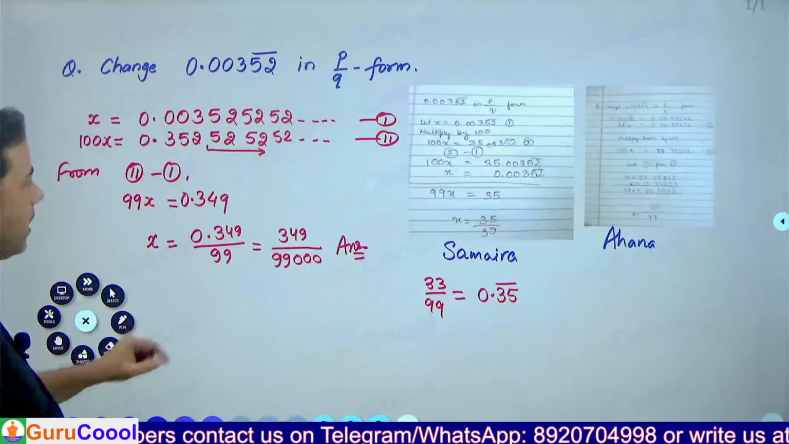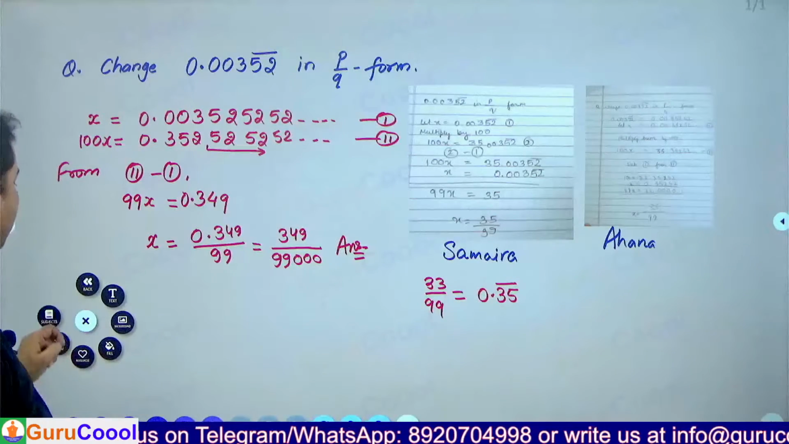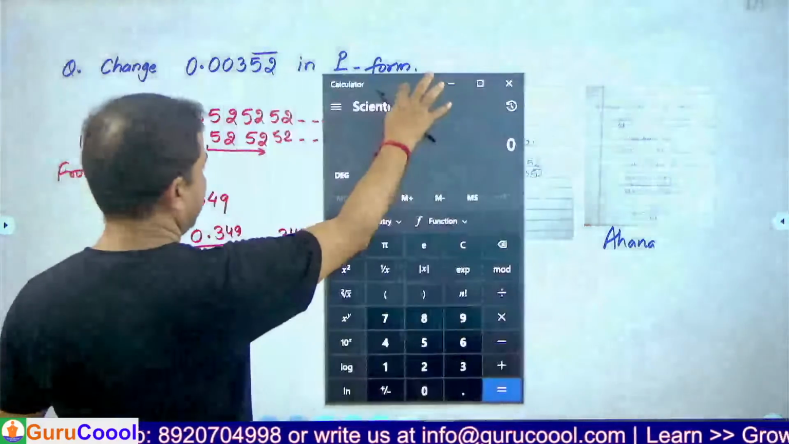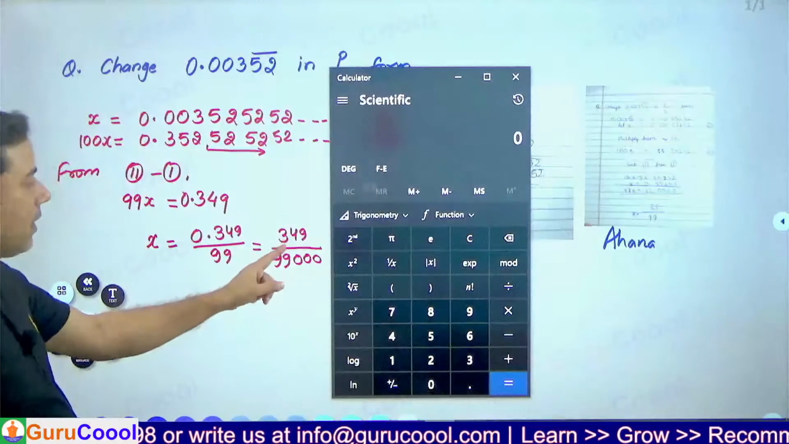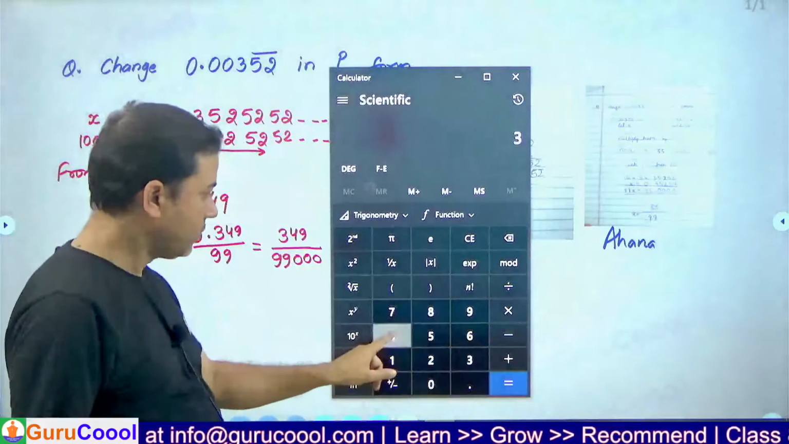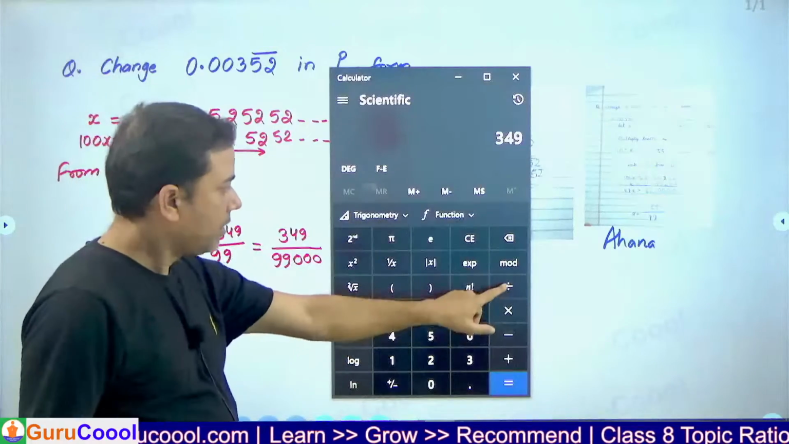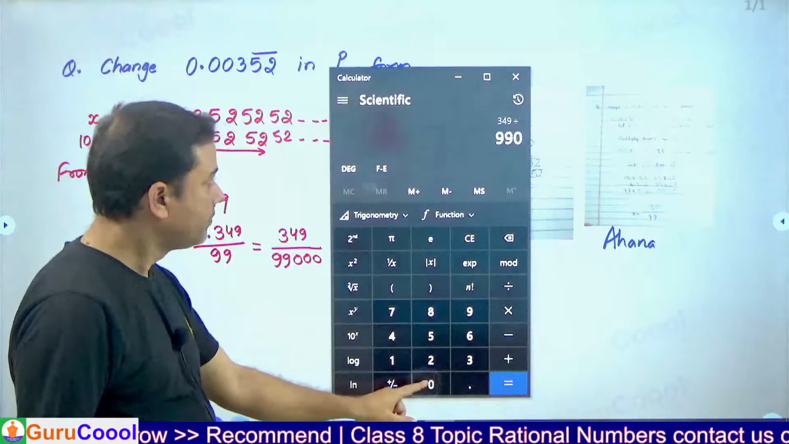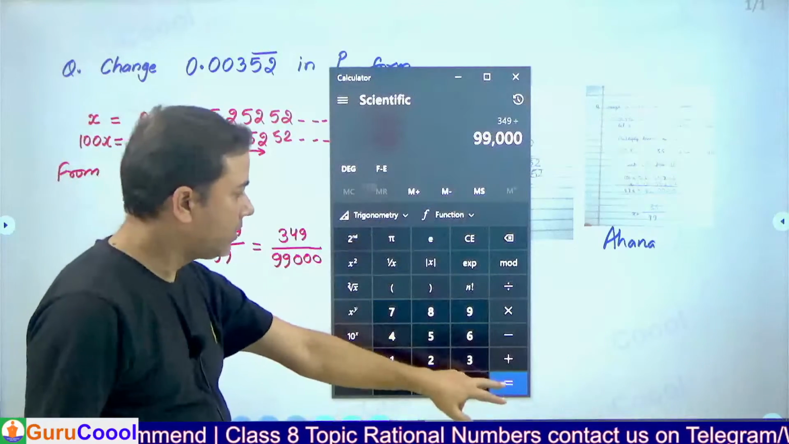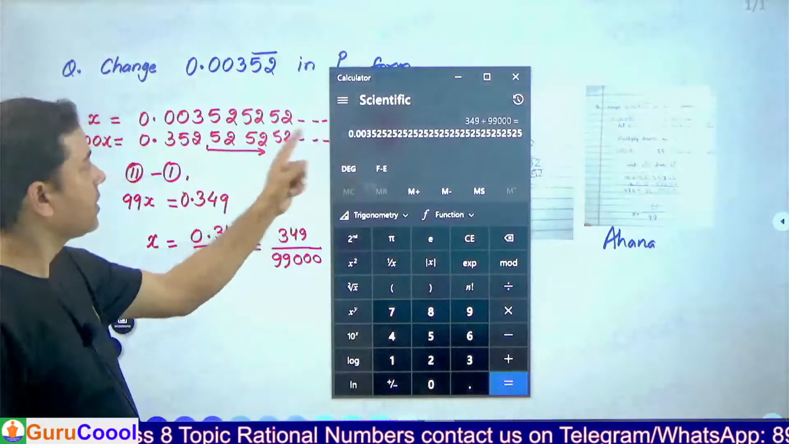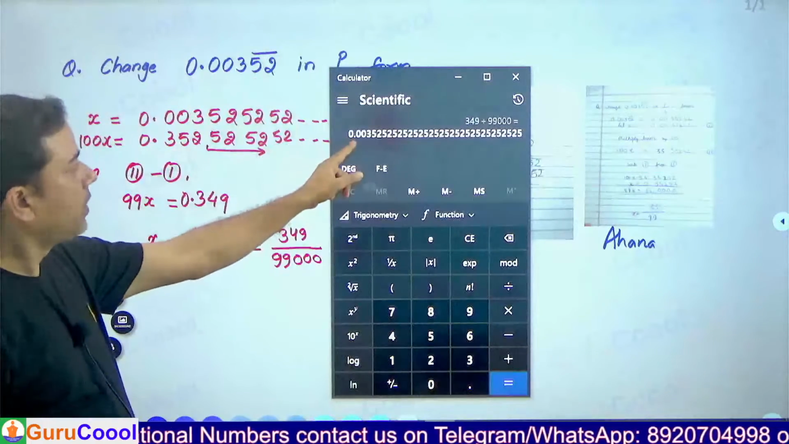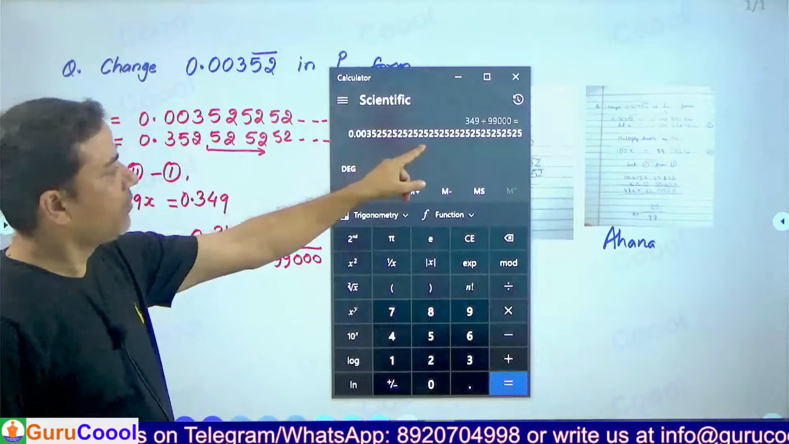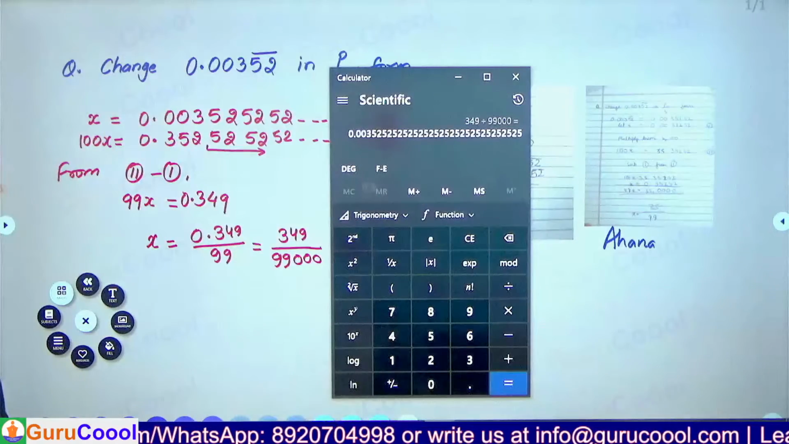Now let us check it once again with the help of calculator if it gives the required number. 349 divided by 99,000. You can see the result is same. The same number came, 0.003, then 52, 52, 52, 52, 52. Yes, sir.